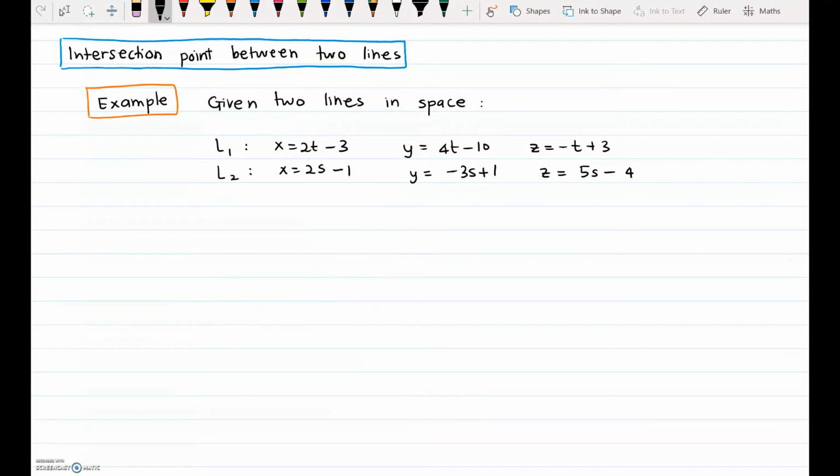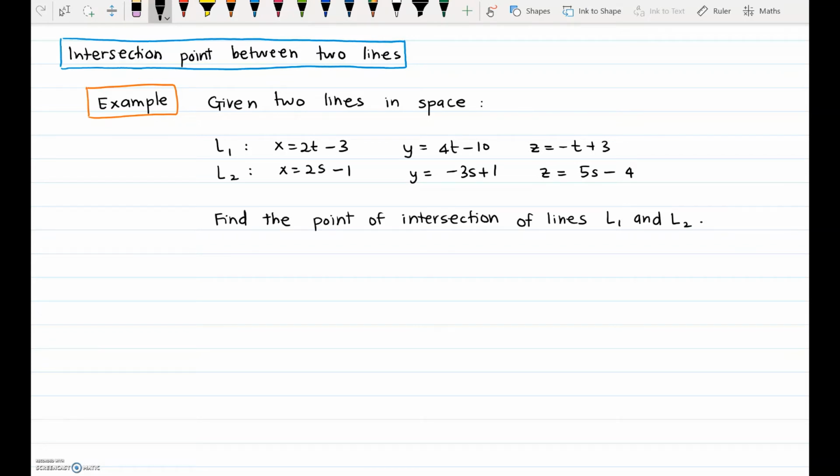Okay, let's continue with the last application in geometrical applications. We have here the intersection point between two lines. Let's say given two lines in space, we have L1: x equals 2t minus 3, y equals 4t minus 10, z equals negative t plus 3, and L2: x equals 2s minus 1, y equals negative 3s plus 1, and z equals 5s minus 4.